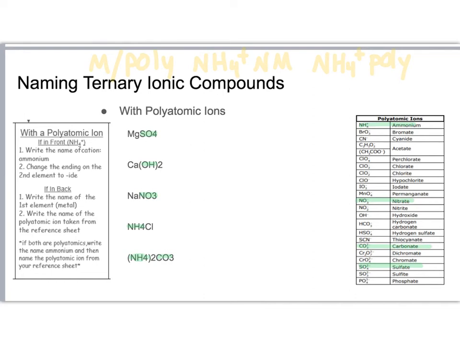So if the polyatomic ion is in the back, we will write the name of the first element, which is the metal. So if we take a look at our first example, the polyatomic ion's in the back. We're going to write the first element's name, which is magnesium. Remember that metal can be type A or type B. In this case, it's type A. So we do not have to do anything special to it. We're just going to write the element name. And then we go to the list and we look up the name of SO4, and that is sulfate. The only time the subscripts in the chemical formula are important to the name is if we are looking at a substance that has a transition metal in it.